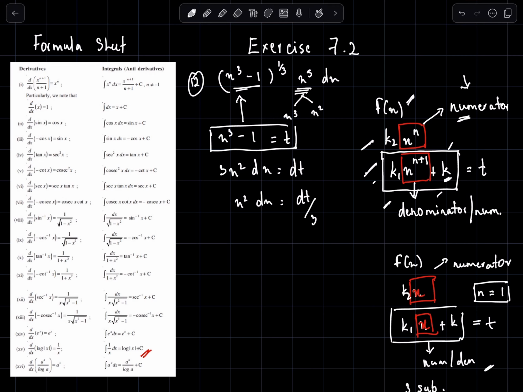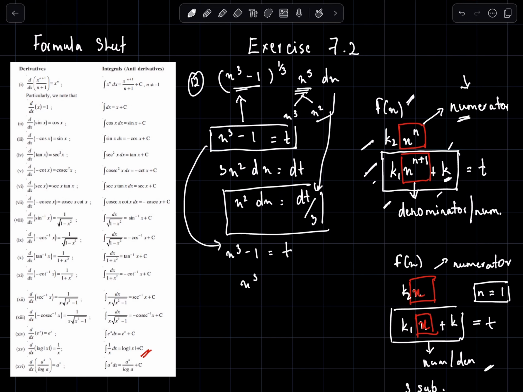Your x squared dx will be substituted as this, and your x cubed, from here you will get x cubed minus 1 is equal to t, and x cubed is equal to t minus 1. That's why I like the exponents with the constants. But if you had something like x cubed plus x squared plus 1, this would be a problem, because then you would need a quadratic equation in order to get this. Okay, anyways, x squared plus x plus 1, whatever.